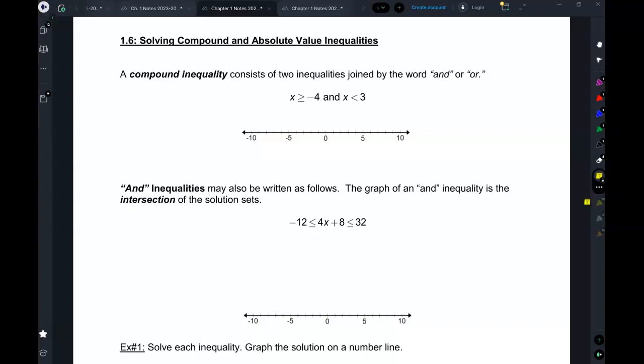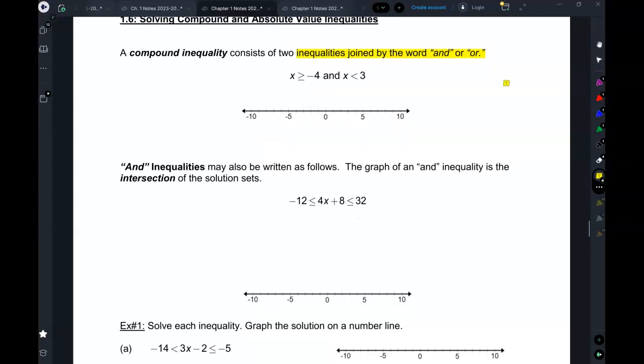And those two inequalities are joined by either the words and or. Okay, so take a look at this one. This is an AND inequality. What this is telling you is x is greater than or equal to -4. So look, that's here. Greater than or equal to -4, that's this way, right? And x is less than or equal to 3. So 3 is here. Less than or equal to, that's all of that region.